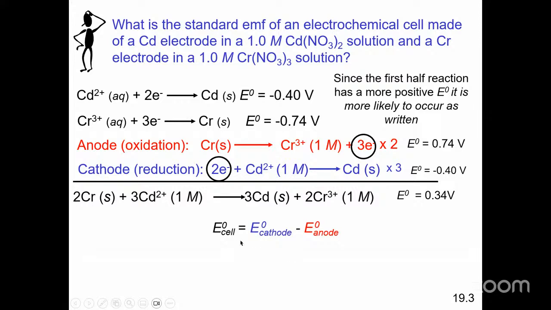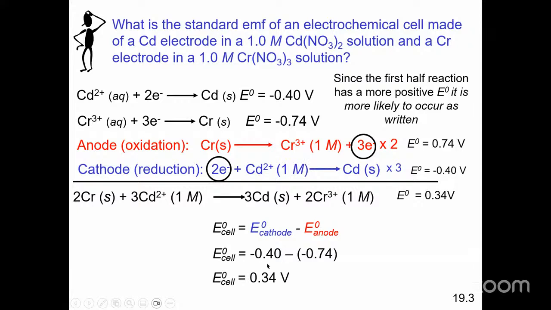The EMF of the cell will be equal to the standard EMF of the cathode minus the standard reduction potential of the anode. And then all you have to do is consult the table and look up these values, which will be these two values right here. But you have to first identify which is the cathode. The cathode is the one with the lower EMF value. All right? So actually, I'm sorry, the cathode is the one with the higher EMF value because that's where reduction takes place. So this minus 0.40 volts would go here, and this minus 0.74 volts would go here, right?